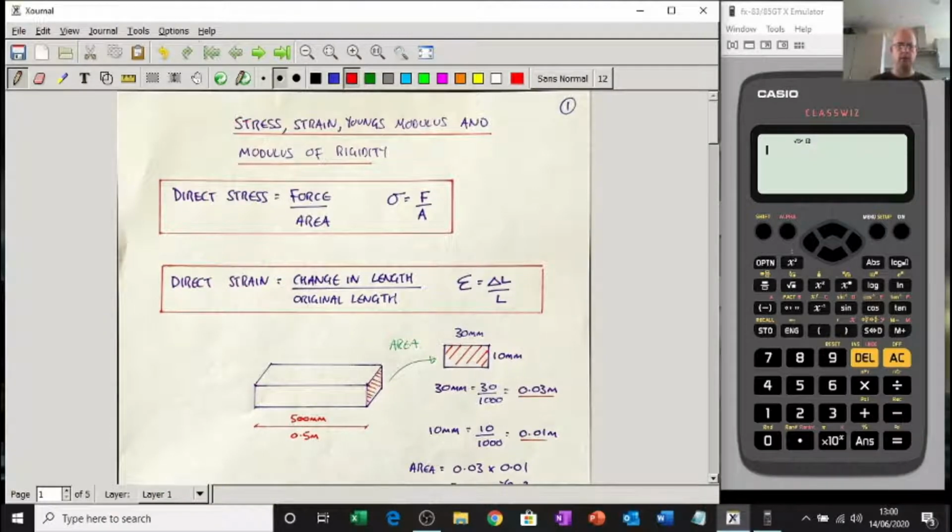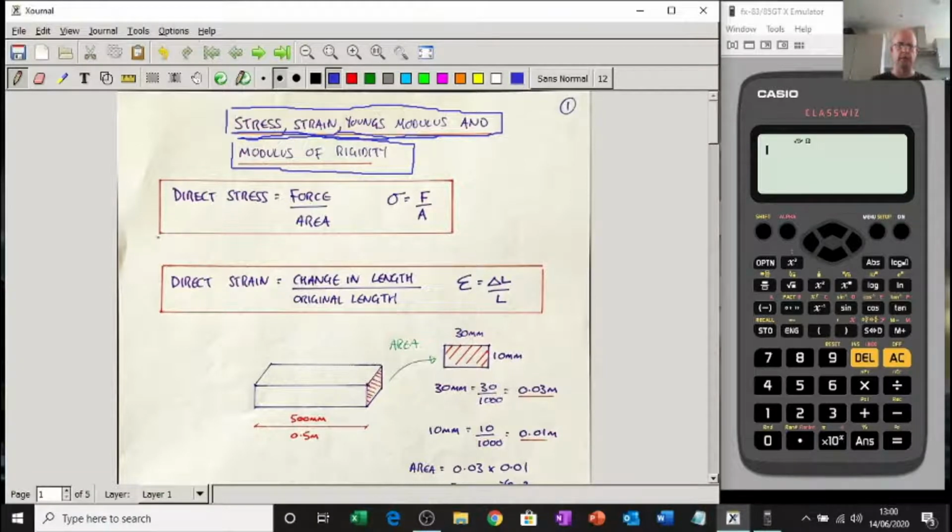Right, this is all about stress and strain and Young's modulus on the top there, look. And then we've also got a modulus of rigidity. These are all very important in mechanical principles, science and materials, and in life in general.